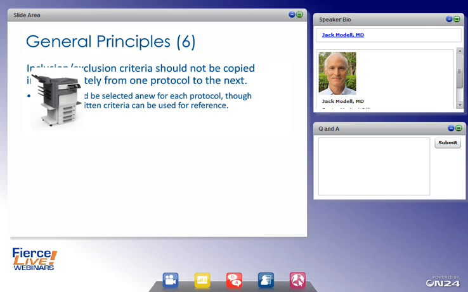Criteria should be selected anew, I just wanted to use the word anew, for each protocol, though previously written criteria can be used for reference. Many, many times I think we've all seen criteria copied from one protocol to another, and often it just doesn't make sense to do so. And why do we do this? Well, sometimes I hear, well, the last study worked, so don't change anything. Well, the last study could have worked for a lot of reasons, and it could have worked in spite of the criteria that you had.